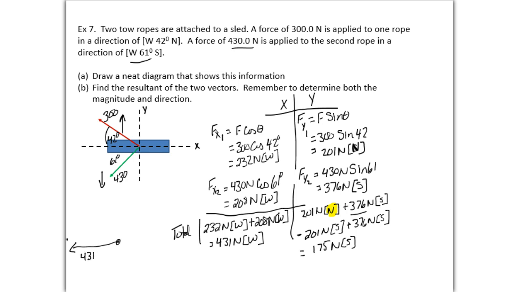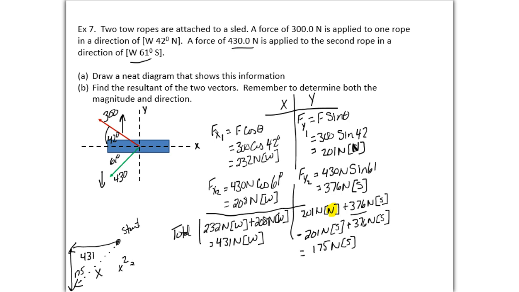431. Then I'm going to head south. And I'm heading south 175. So this was my start. So I draw, here's my net force. And Pythagoras theorem again.